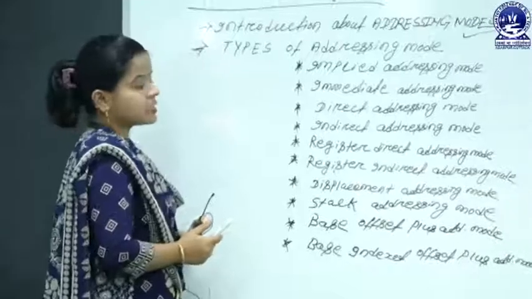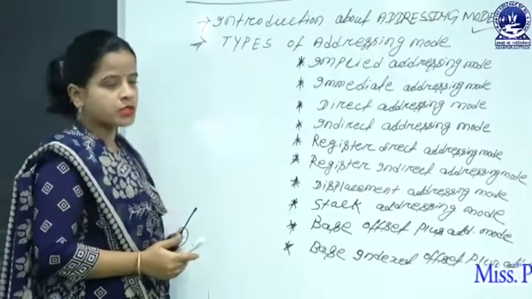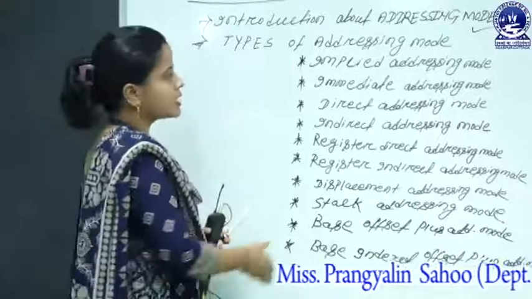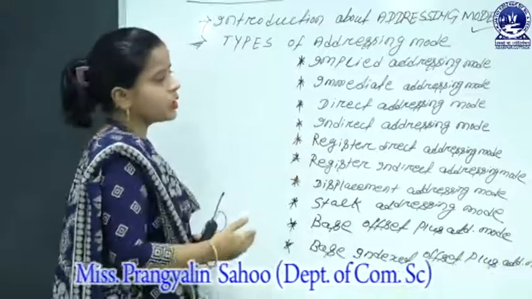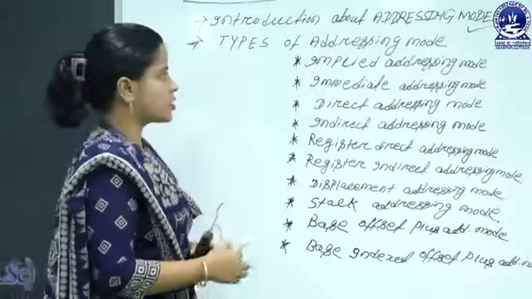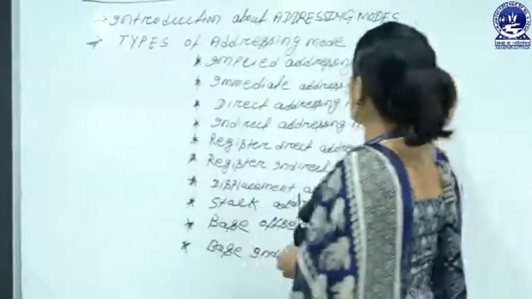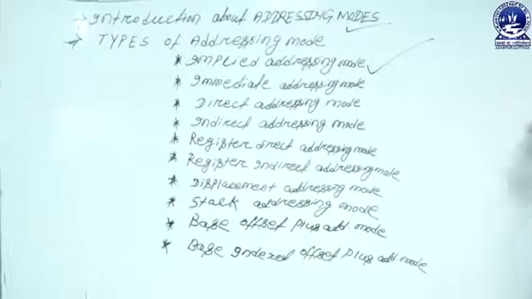There are many types of addressing modes available, but in the case of ARM processors, I have to define some basic addressing modes which are used for CPU design in instruction architectures. So now let us start one by one. The first addressing mode is the implied addressing mode.